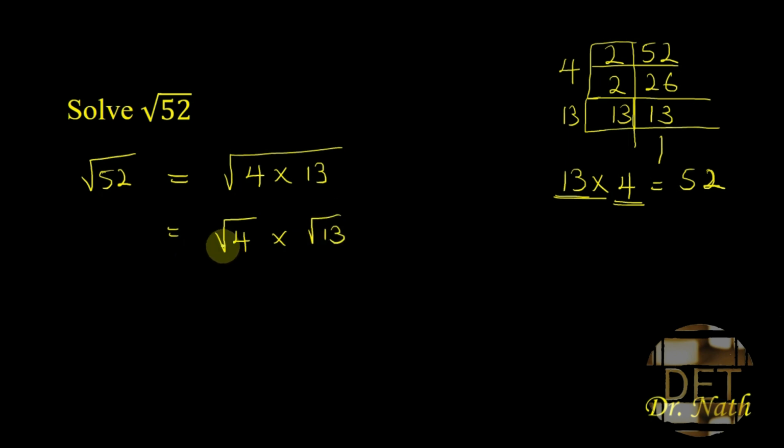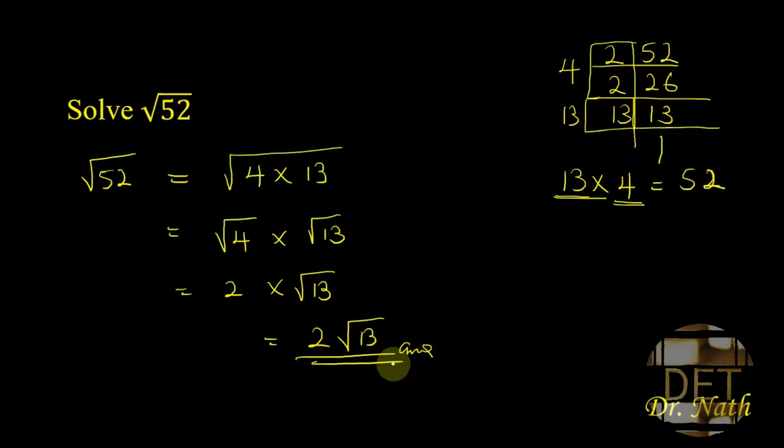So the square root of 4 will give me 2 because it's a perfect square. Square root of 4 is equal to 2, times, this is an imperfect square and it's a prime number, so you can no longer break it down. So this will be square root of 13. So 2 times square root of 13 will be equal to 2 root 13. So this is the answer to this question. 2 root 13 is the simplified form of the square root of 52. So this is our answer.